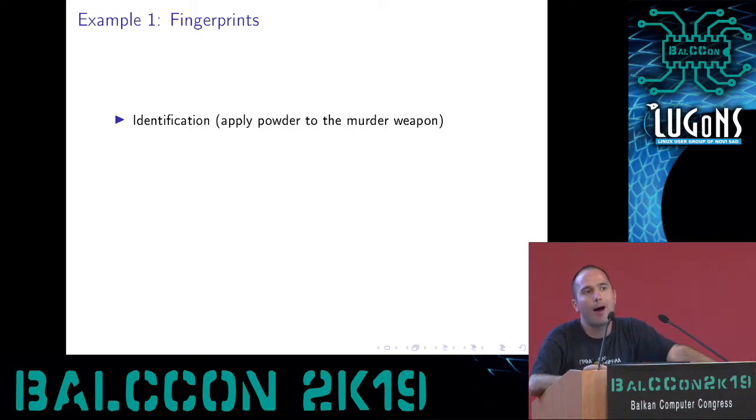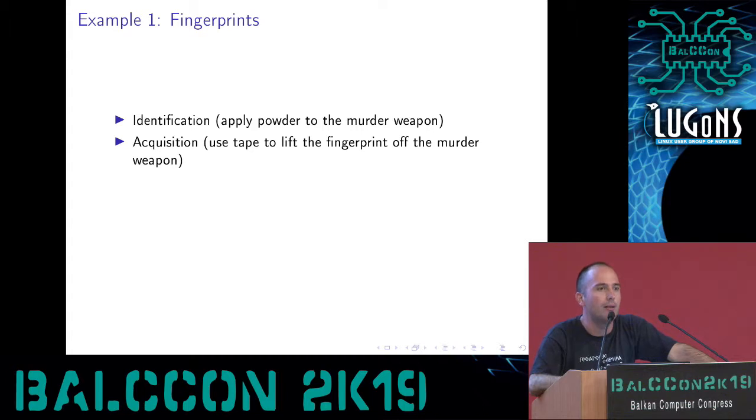So we have to apply a powder or a spray to see the fingerprints. Then we have to acquire the evidence. For example, using the oldest technique, we can use a transparent tape to lift the fingerprints from the murder weapon. And then we have to preserve the evidence, for example, by scanning that tape.